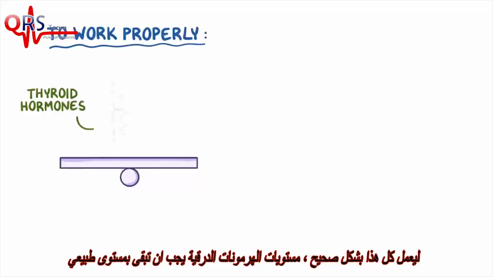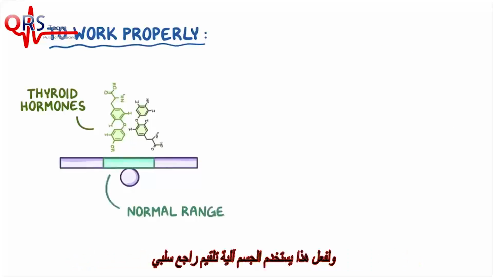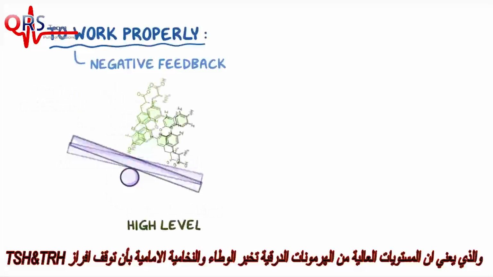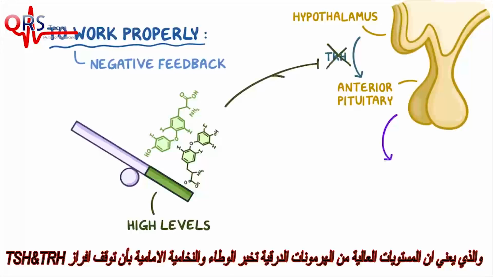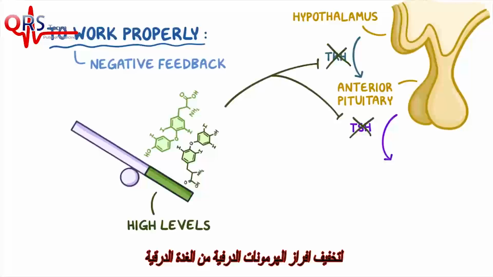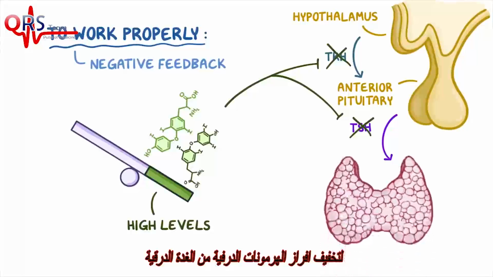For all of this to work properly, the levels of thyroid hormones have to stay within the normal range, and to do that, the body uses negative feedback. This means that high levels of thyroid hormones tell the hypothalamus and anterior pituitary gland to stop their secretion of TRH and TSH respectively. This ends up lowering thyroid hormone secretion from the thyroid gland.